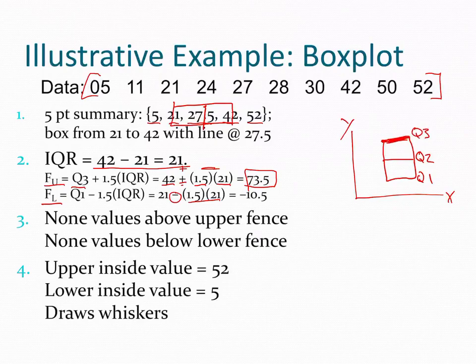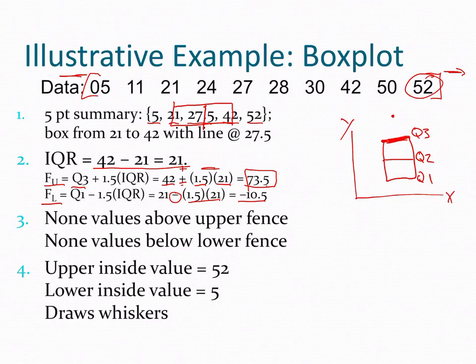You go back to your data set and look. Let's start at the top. We have an upper fence of 73.5, and you look at your data set and realize no value is over 73.5. Nothing is above our upper fence. And we look at our lower fence and nothing is below it. If there was a value above or below, we would consider that to be an outlier. And if we had an outlier, we would mark that on the graph with a dot to where it goes.